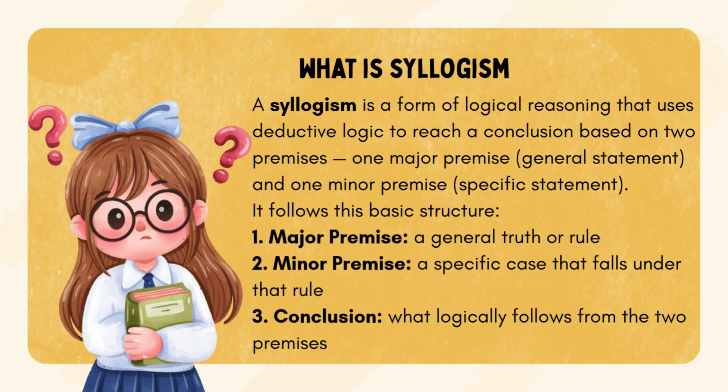For example, for the major premise, all birds can fly. For the minor premise, a sparrow is a bird. For the conclusion, therefore, a sparrow can fly. Through syllogisms, we learn to think clearly and make conclusions that are based on logic, not just opinion.